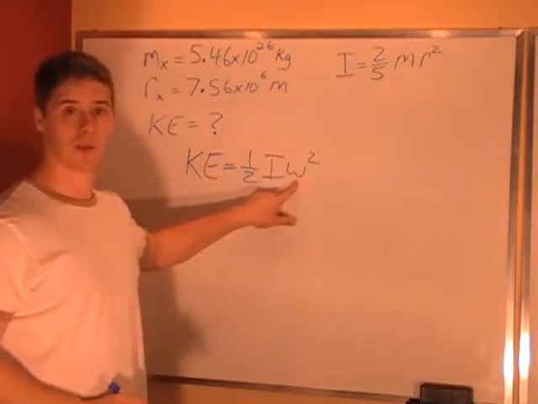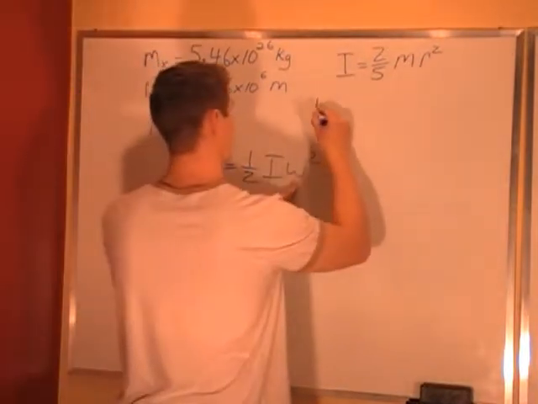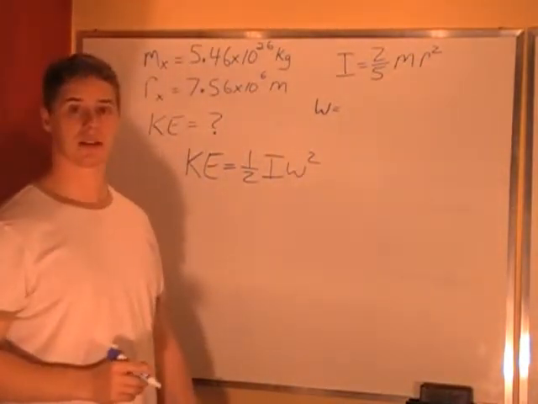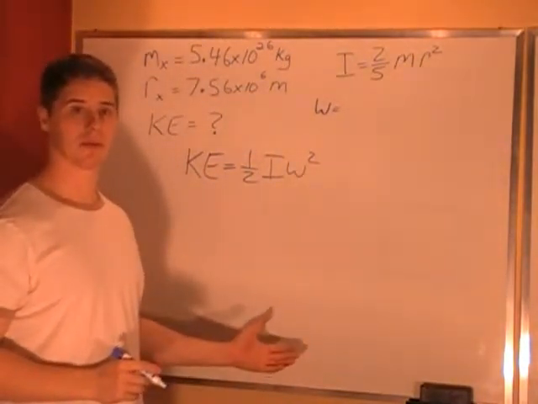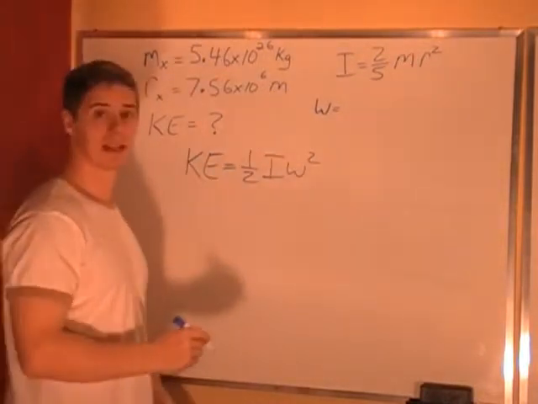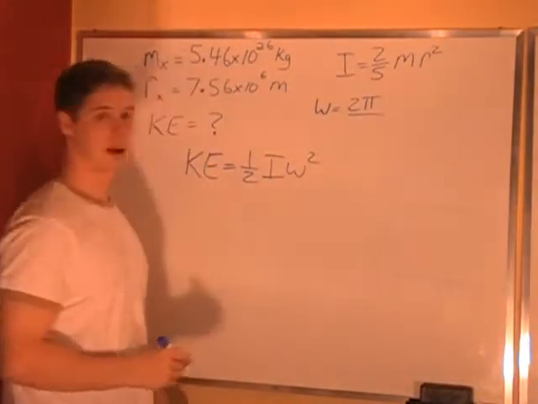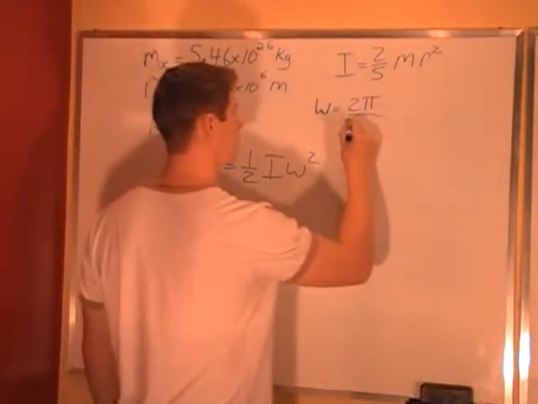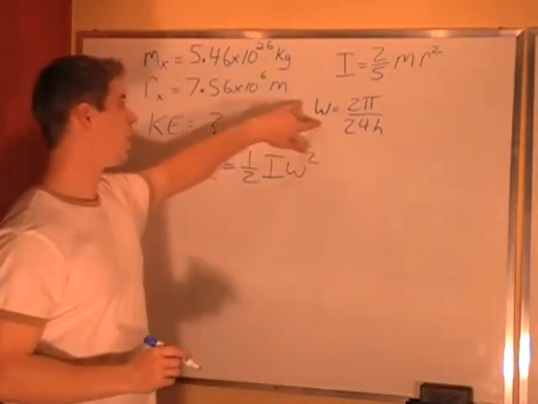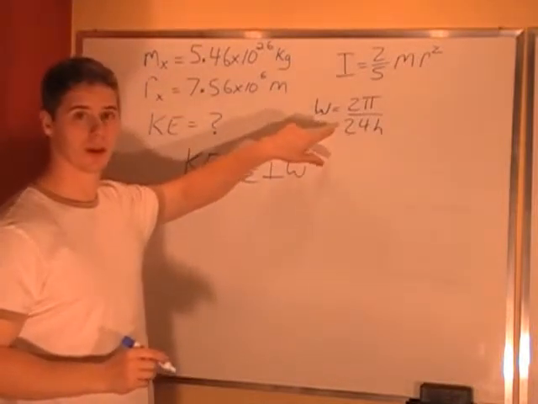We need to figure out what omega is. Omega is angular velocity. Now this works just like distance divided by time. For normal velocity, this is angular velocity. The distance we travel in radians is 2 pi for one circle, and the time it takes is 24 hours. So our angular velocity is 2 pi divided by 24 in hours.